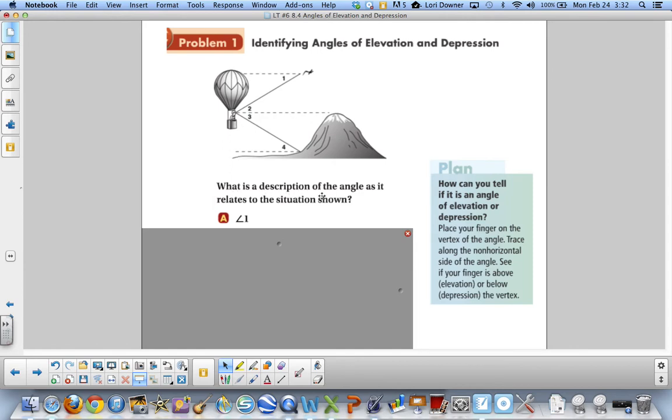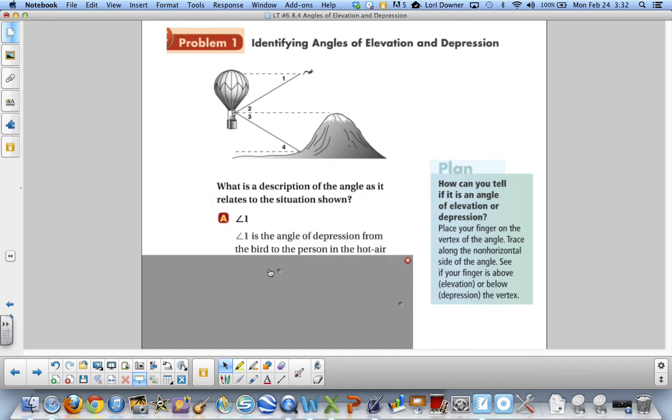What is a description of the angle as it relates to the situation shown? Angle 1 is up here. This is a bird right here. This is a mountain. We've got the ground. So right here, this angle 1 goes from the bird's horizontal line of sight down to the person in the air balloon. So we say angle 1 is an angle of depression, and it's depression because it goes from a horizontal down, and it goes from the bird to the person in the hot air balloon.